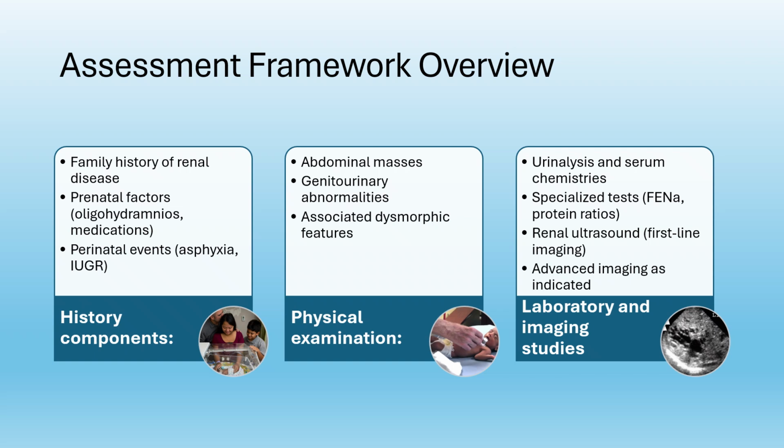Oligohydramnios can indicate severe bilateral renal disease or urinary tract obstruction, as fetal urine is essential for maintaining amniotic fluid. Maternal use of ACE inhibitors or NSAIDs during pregnancy may compromise fetal renal blood flow at key stages, potentially leading to permanent damage. Perinatal events further refine our risk assessment.